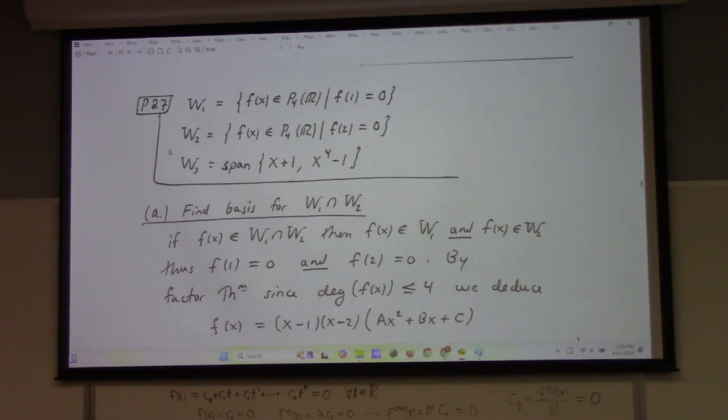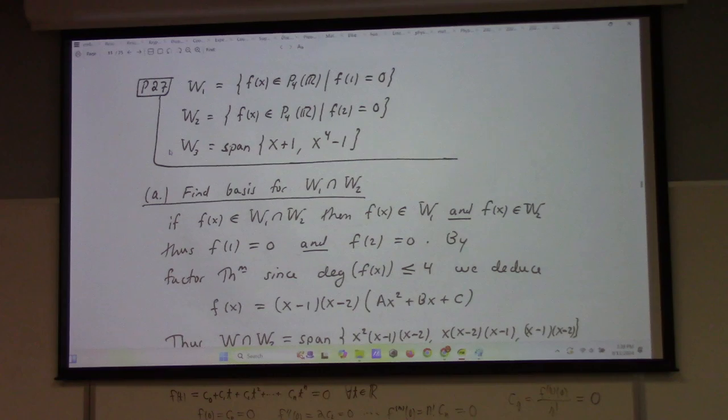Problem 27 is deeper. It has things to think about.